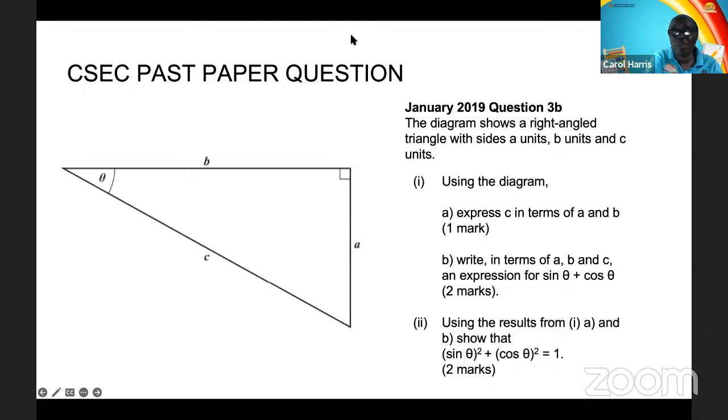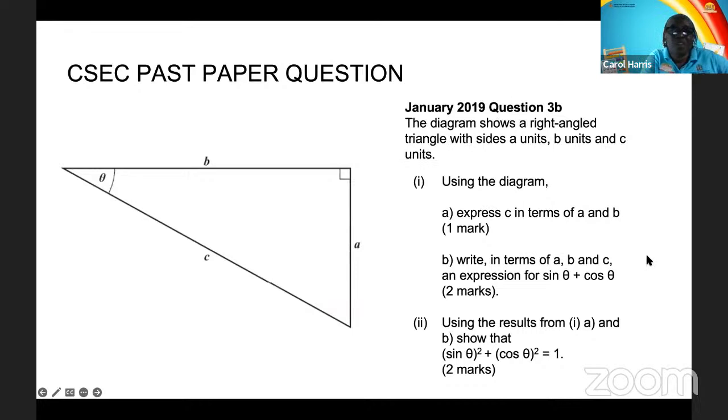Are we clear? Miss, where do you see it asking you for the lengths? Look at what the question says. A right angle triangle with sides A units, that means the length of side. The length of one side is A units, the length of another side is B units, and the length of the hypotenuse is C units. They don't tell you whether it's centimeter, meter, kilometer, doesn't matter. It's just whatever unit of length we're dealing with. So one is A units, one is B units, and one is C units. Are we clear? Yes, miss. All right, great.